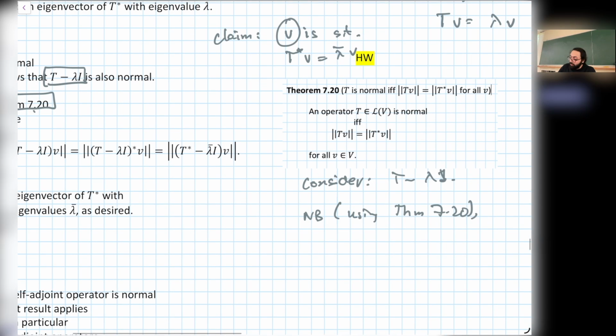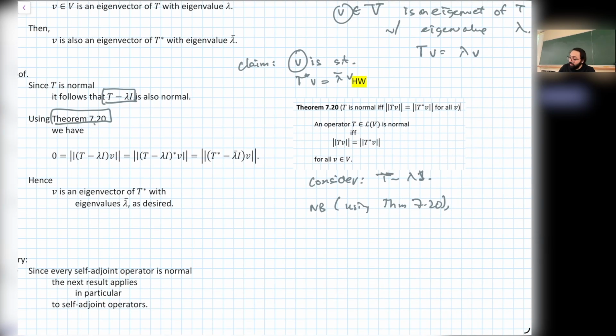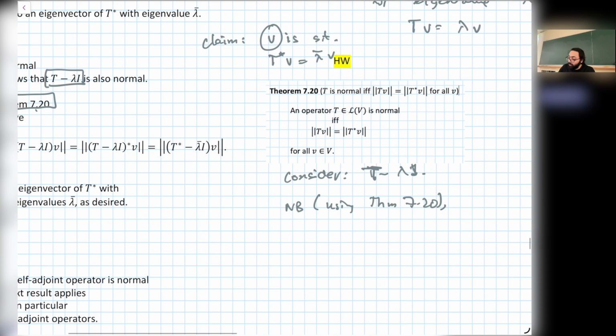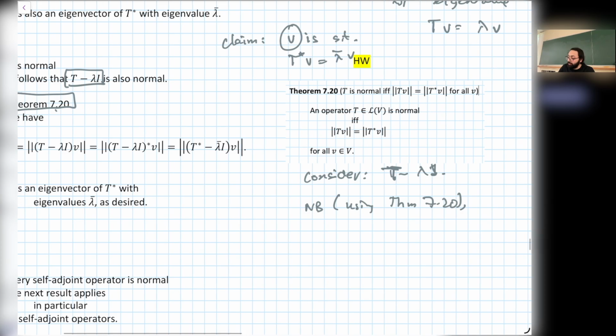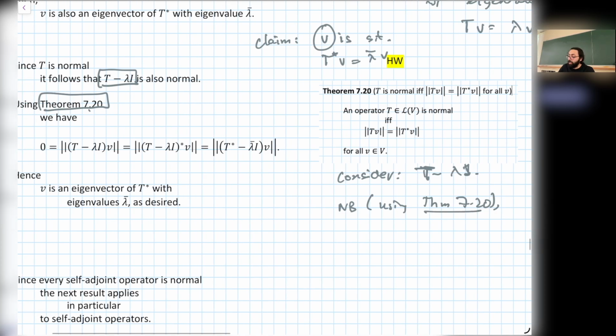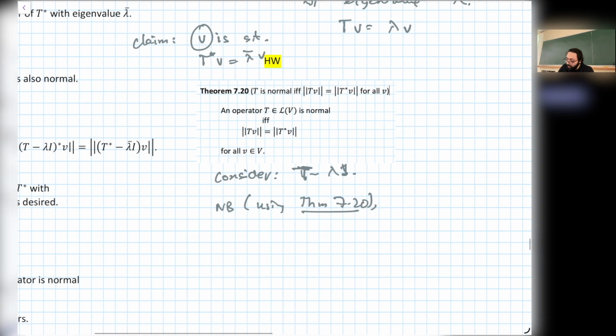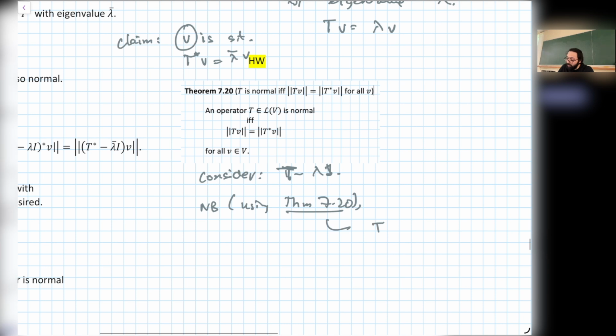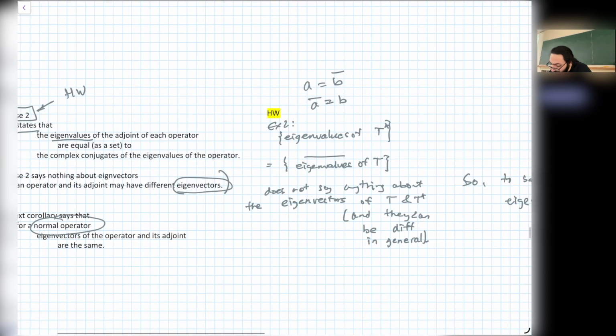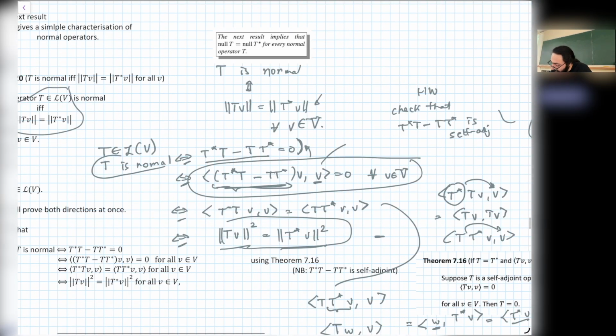All right. So we're considering T minus lambda I, this operator, and we're going to use the theorem, right? So what did the theorem say? Because T is a normal operator, whether you look at TV, its norm, or T star V, its norm, these are going to be identical, correct? That's what it says, right? Or am I saying it wrong? Yeah, it's correct, right?